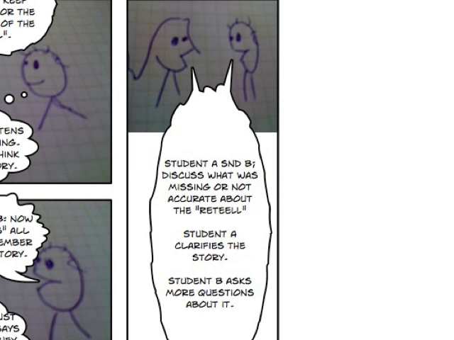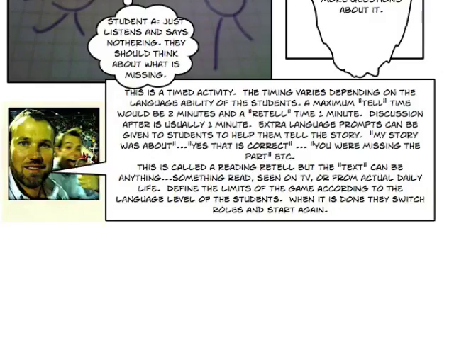Finally, both person A and B get to discuss what was missing or not accurate about the retell. Student A takes time to clarify the story. Student B should then ask more questions about the story. This depends on the level of students you're working with, but certainly higher level students could ask questions or predict more about what's happening in the story and have a more natural discussion about this.